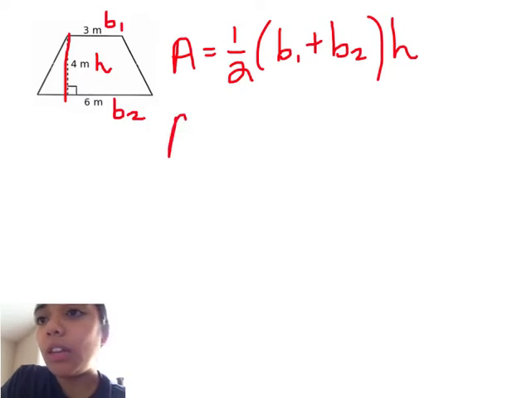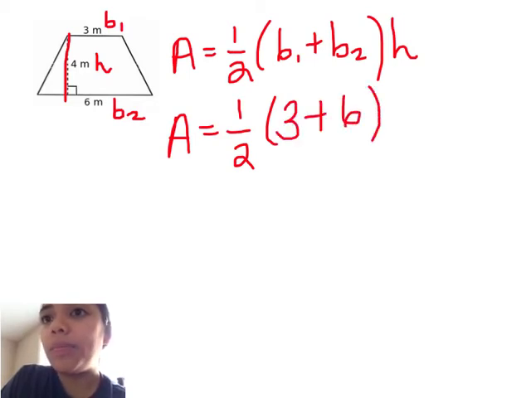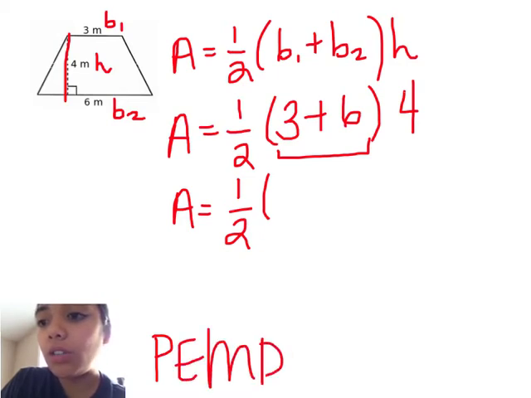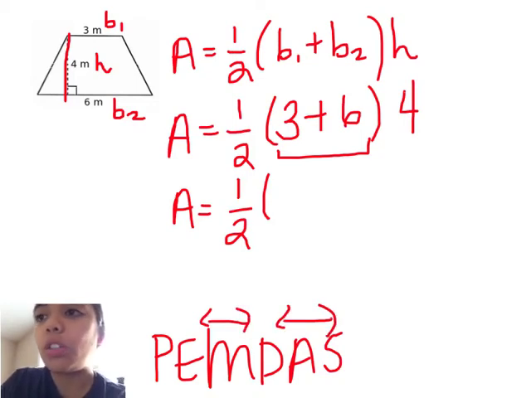So I'm going to plug everything in. Area equals 1/2 (3 plus 6) times my height, which is 4. So area equals 1/2 (3 plus 6). I'm doing that first because it's in parentheses, and that's what I do in order of operations. Parentheses, exponents, multiplication, division, addition, subtraction. Remember, multiplication or division, addition or subtraction, depending on what comes first, left to right. 3 plus 6 is 9, times 4.